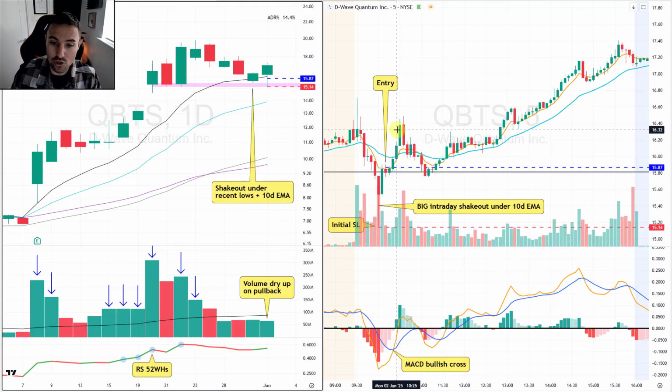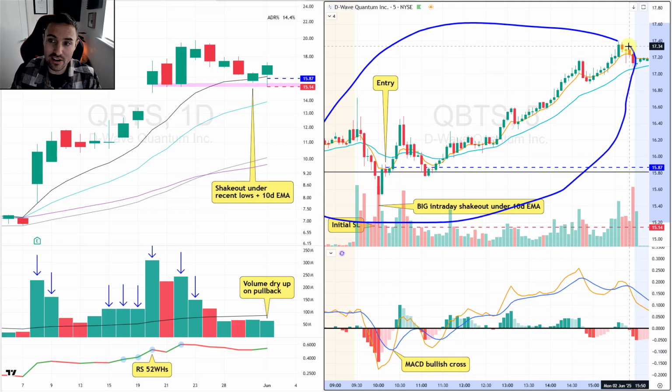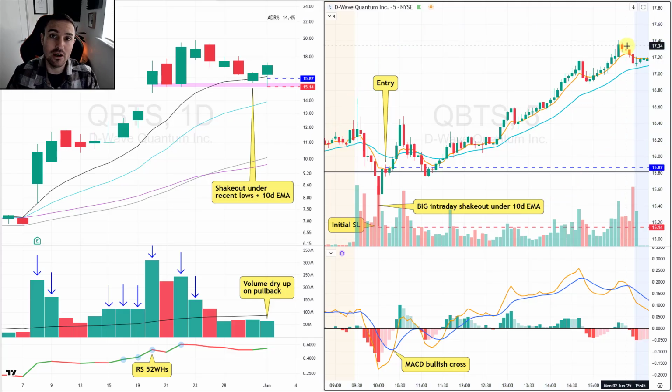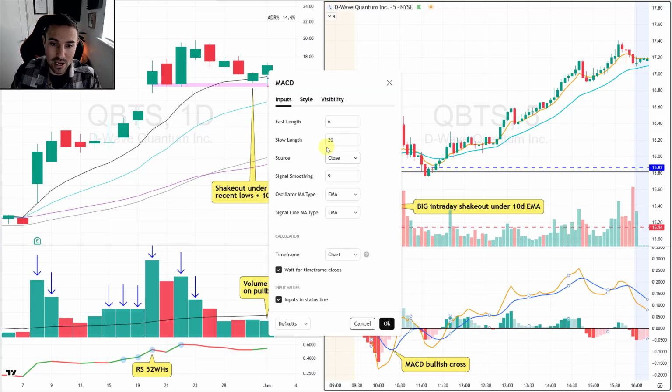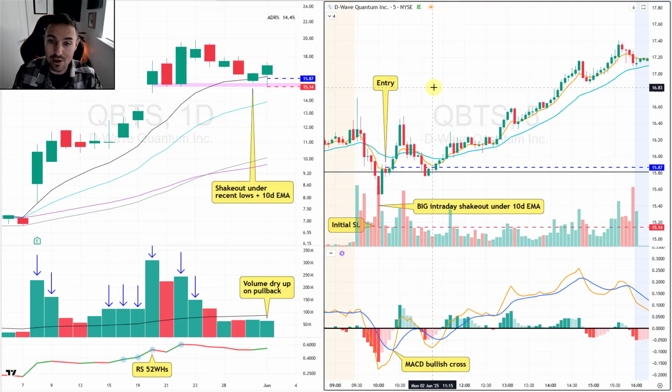Then what happens on June 2nd, you get the In Morello setup. In Morello is an acronym for intraday mean reversion long. So what I'm doing is utilizing the 5-minute chart with a couple of custom settings. I've got the MACD set up here, but it's a custom setting. I'm using 6, 20, 9: fast length 6, slow length 20, source close, signal smoothing 9, EMA. I'm putting that on the 5-minute chart.